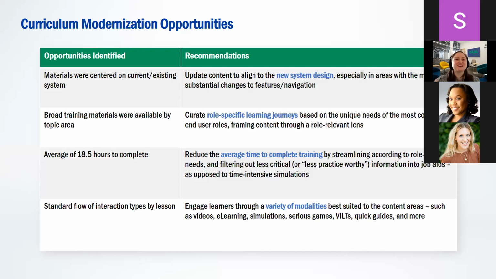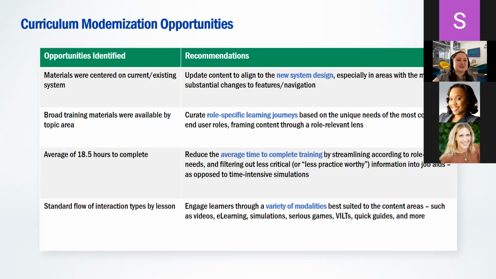No surprises there. But of course, that means moving forward, we do want to update the content to align to the new system design. But the second part of the sentence is what's probably most key, especially in areas with the most substantial changes to features and navigation. So in our heat map exercise, that's where we identified the high, medium, low. Is this a big change? Is this a small change? Is it a difficult change for people to learn? We want to spend the most time focusing on the topics that have changed most drastically, because that's where the biggest gaps, of course, are going to be.